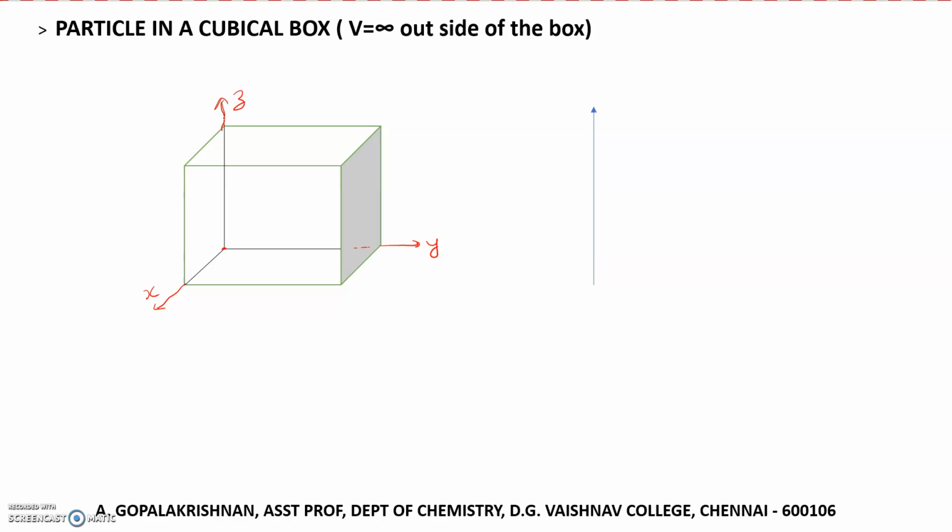Now, since it is a perfect cubical box, the x-axis intercept is L, the y-axis intercept also L, and the z-axis intercept also L. So the length, breadth and height of the box are the same. And now let us consider a particle, preferably an electron, present inside the box, because we are going to see electronic degeneracy.